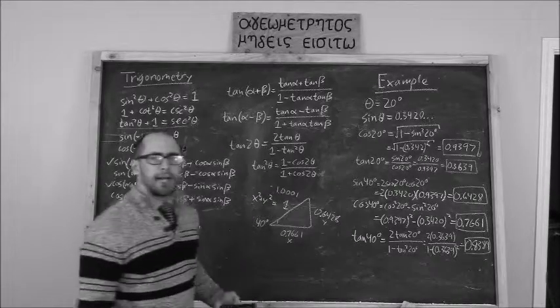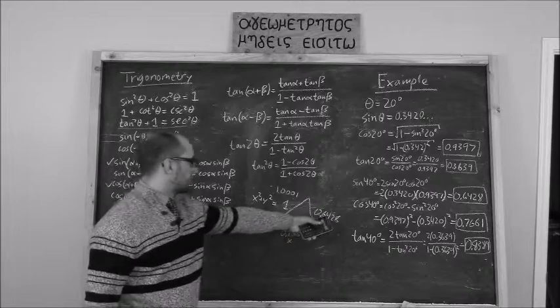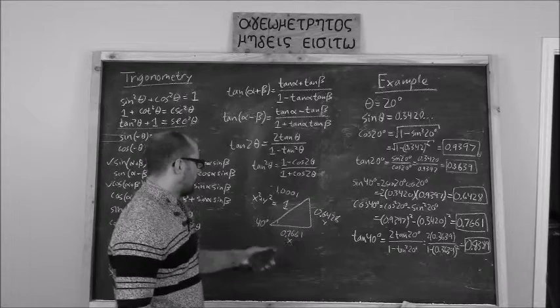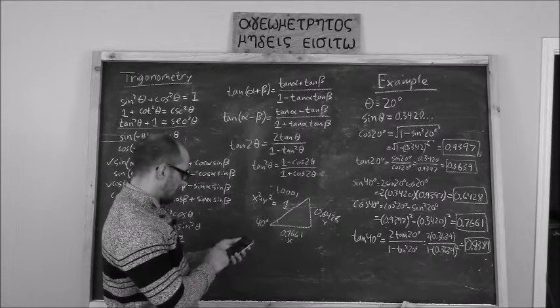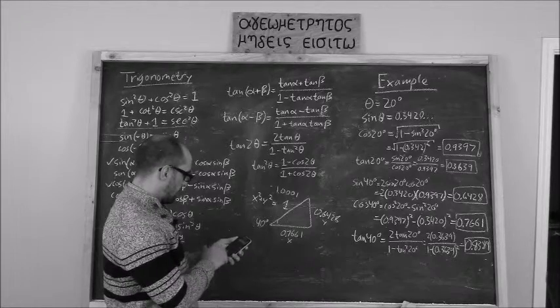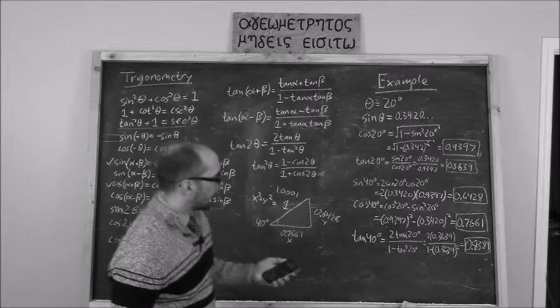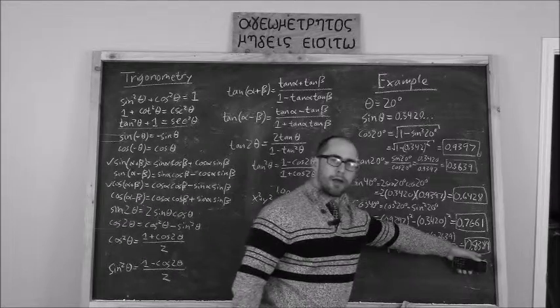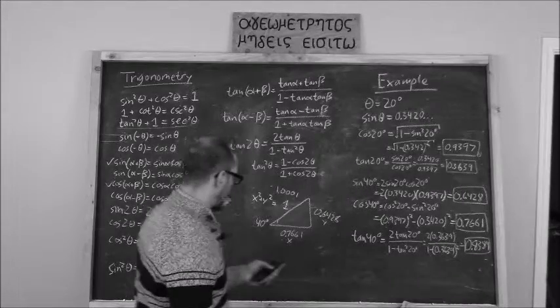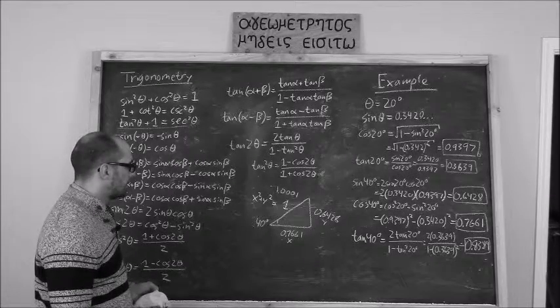Again, how do I check this answer? Well, I'll come back to my triangle. Y over x, sine over cosine. 0.6428 divided by 0.7661. And I get 0.8390. So within rounding, we are accurate. My chalkboard is becoming too small.